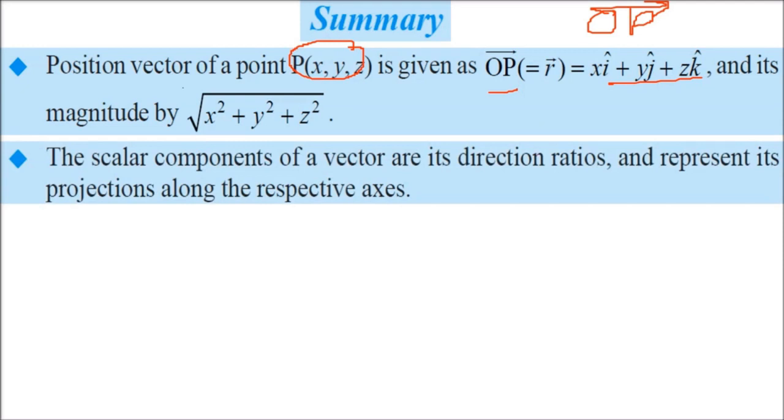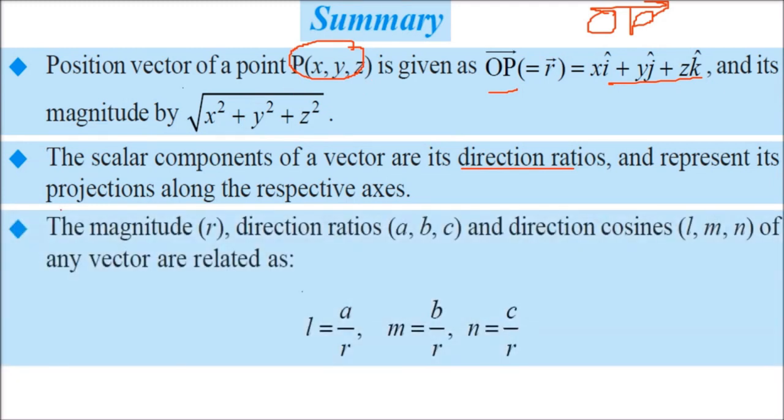The scalar components of a vector are its direction ratios and represent its projection along the respective axis. A vector has a scalar component and a direction component also. The magnitude r, direction ratios a, b, c and direction cosines l, m, n are related as l is a by r, m is b by r and n is c by r. This is how magnitude, direction ratios and direction cosines are related to each other.